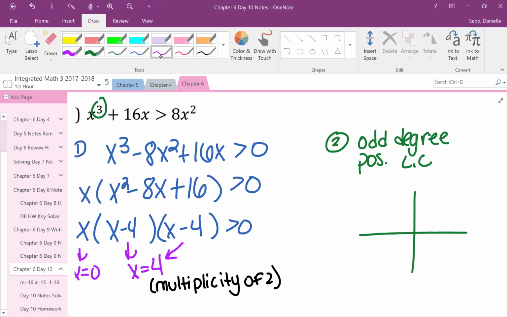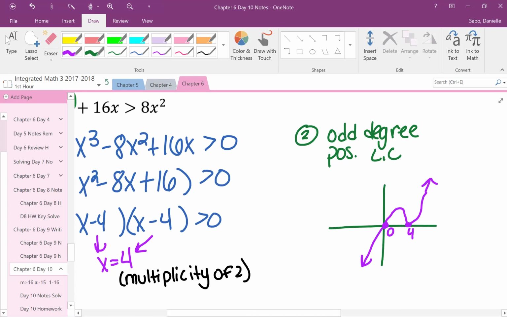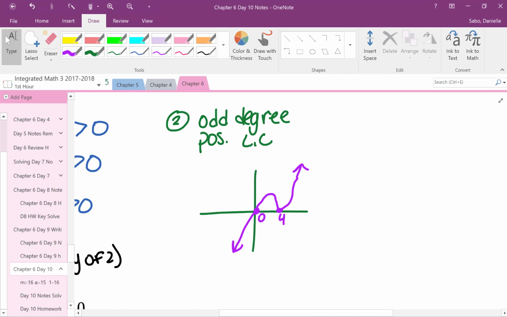Okay, so then I'm going to graph this out. I have a 0, and I have that 4. If I have an odd degree, I know that there's going to be opposite end behaviors. They're going to be going opposite directions. If it's positive, it's going to be increasing. So it's going to look kind of like a snake. It looks something like this. Now remember, right here at 4, it bounces back up. That's what it is to have a multiplicity of 2. It bounces off of that x-axis. This was our 4. This was our 0. Do you have questions on number 2, on that second step?